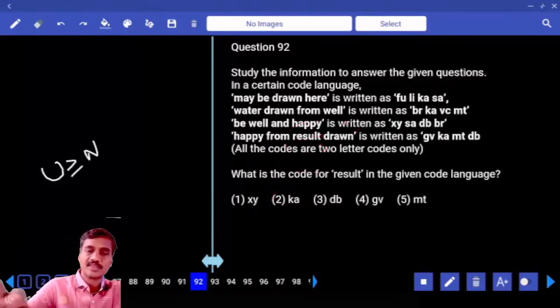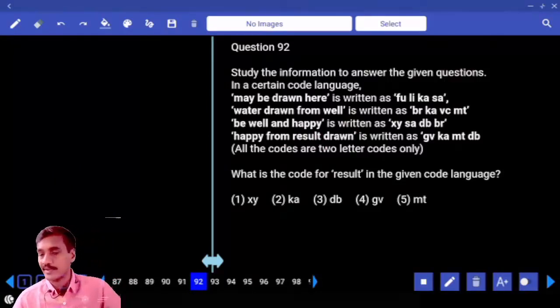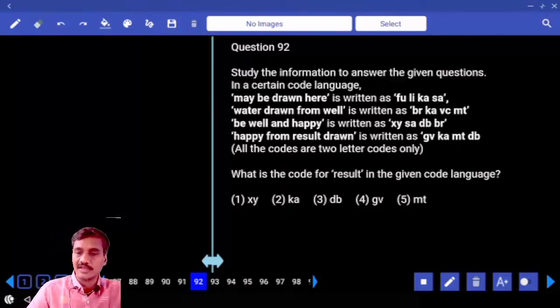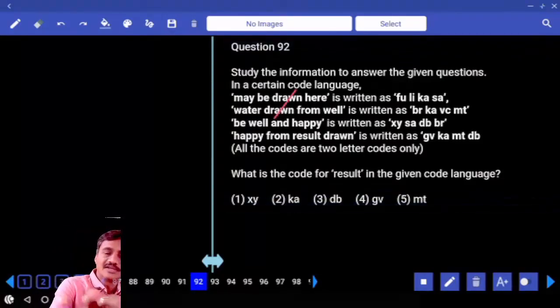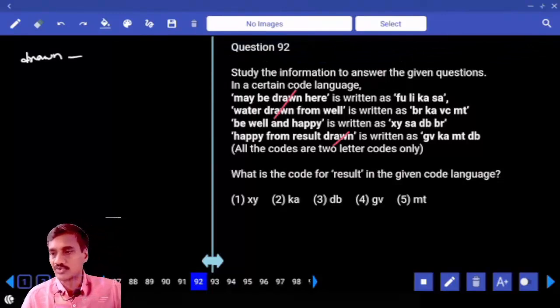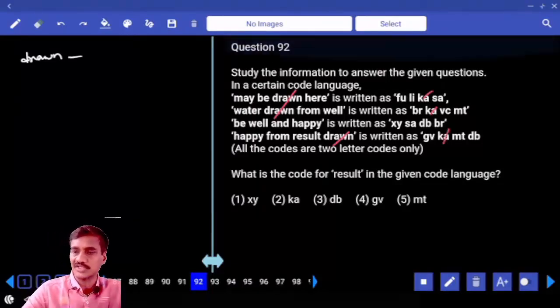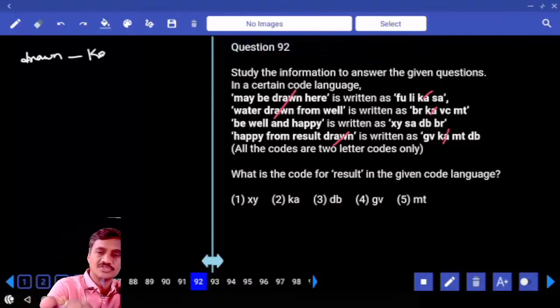Then 92 onwards, it comes under which category? Coding and decoding. Now in this coding and decoding, may be drawn here or not. And water drawn from well. And what is the word that is common here? Drawn is the word that is common in the first, second as well as in the fourth statement. Here also common. Then what is the code that is common here? KA. Now KA is common in these three. And the code for the word drawn is KA.